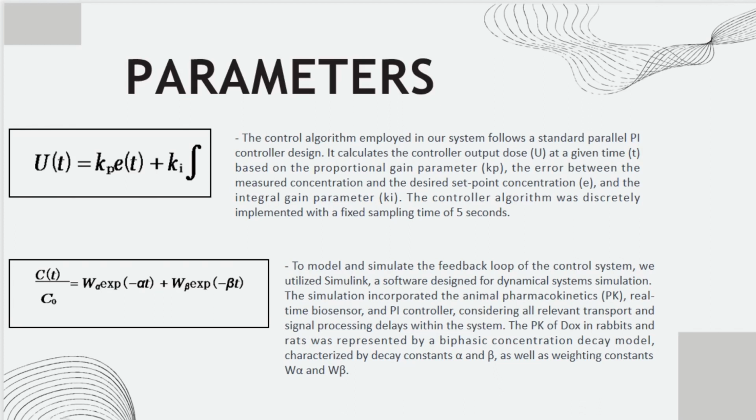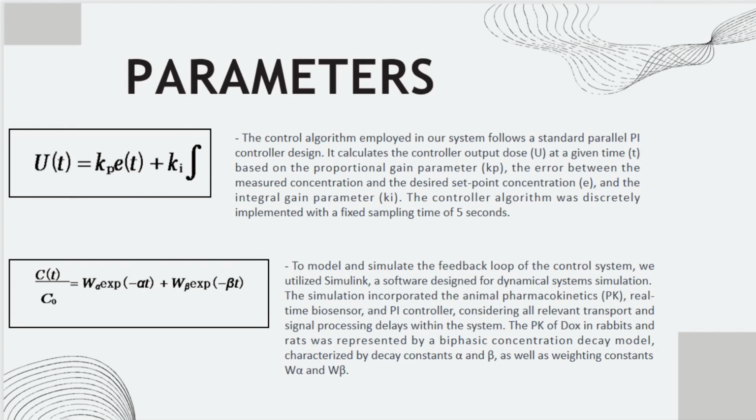For the second equation, Ct divided by C0 equals W alpha exponent negative alpha t plus W beta exponent negative beta t. To model and simulate the feedback loop of the control system, we utilize Simulink, a software designed for dynamical system simulating.